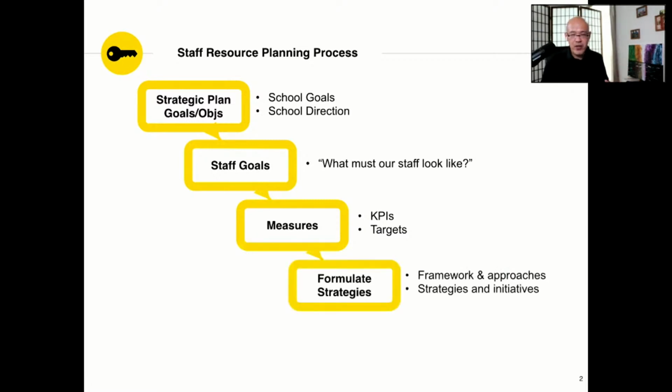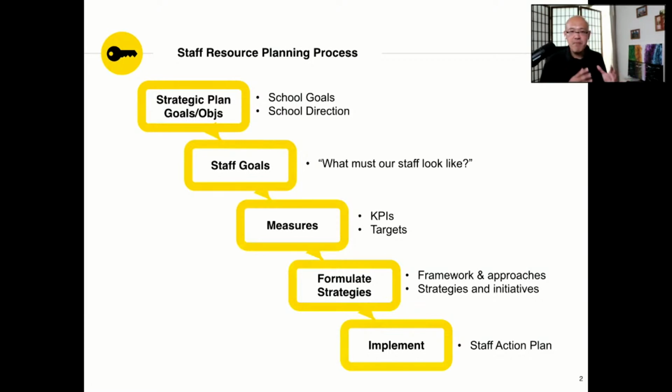And once you have those measures in place, the next logical step is to ask yourself, how am I going to get there? And this is going to be guided by the framework and approaches that you have about staff development. And this is how it's going to help guide you in terms of writing the strategies and initiatives. Once you have the strategies and initiatives written out, the next logical step is to implement that. So just like when you are a department head, you would have a department action plan. So in your realm of control, you would be looking at a staff action plan.